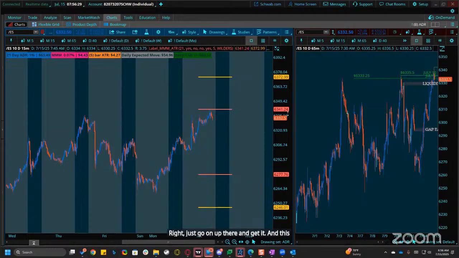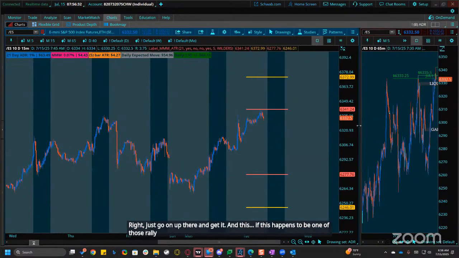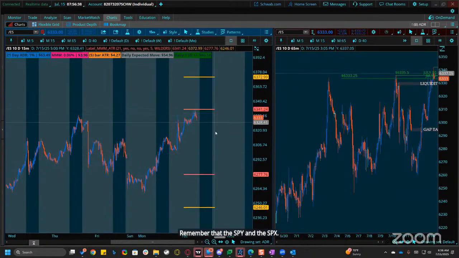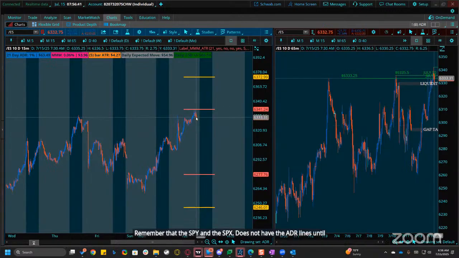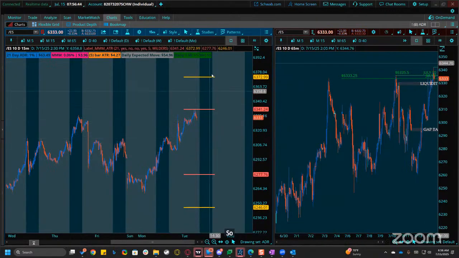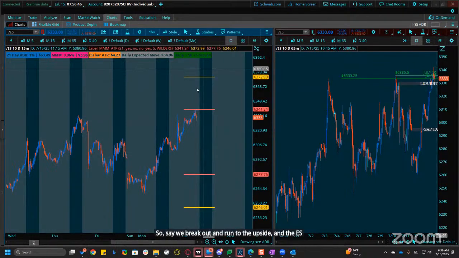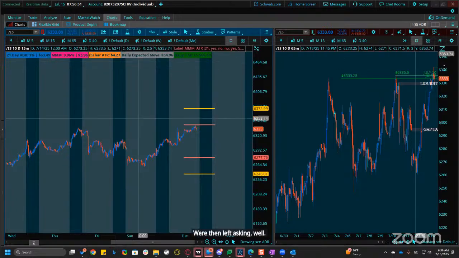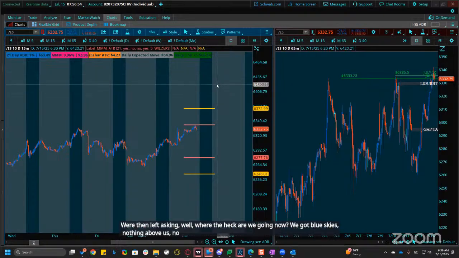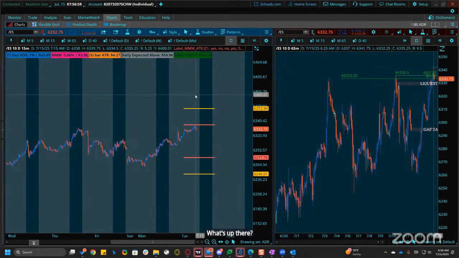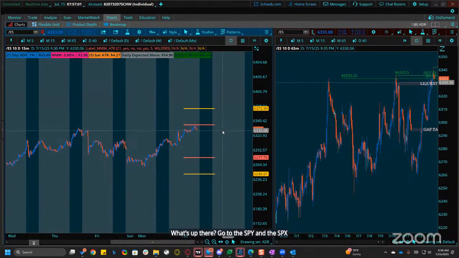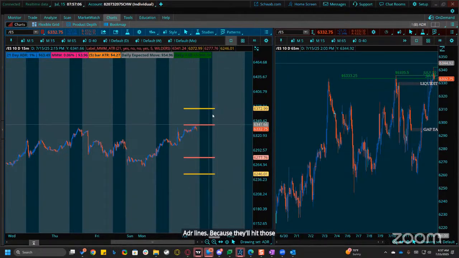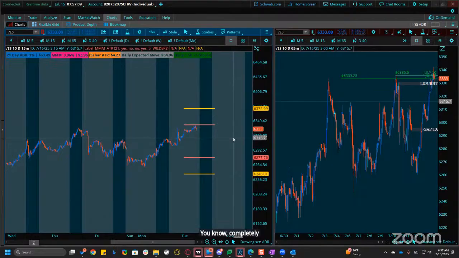And if this happens to be one of those rally days where we just keep going and going and going, remember that the SPY and the SPX do not have the ADR lines until 9:30's open. So say we break out and run to the upside and the ES gets to the yellow line and gets above that and continues to run. We're then left asking, well, where the heck are we going now? We got blue skies, nothing above us, no ADRs. What's up there? Go to the SPY and the SPX and monitor their ADR lines, because they'll hit those even as the ES is driving completely beyond these ADR lines.